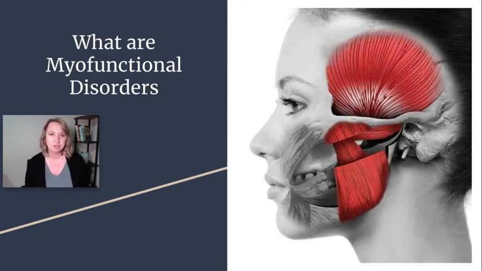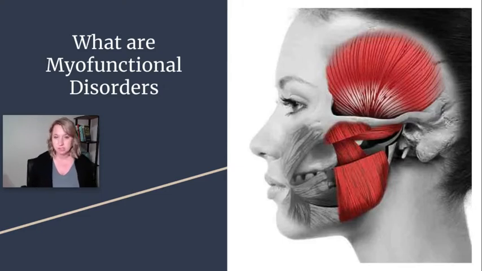So myofunctional disorders limit the function of the face, mouth, tongue, and airways. It limits the muscles of these things to function correctly. So what happens is something causes these muscles to be weaker, whether we're not using them correctly, something's physically preventing us from using them correctly, or we've developed improper habits that are causing us to not function correctly.